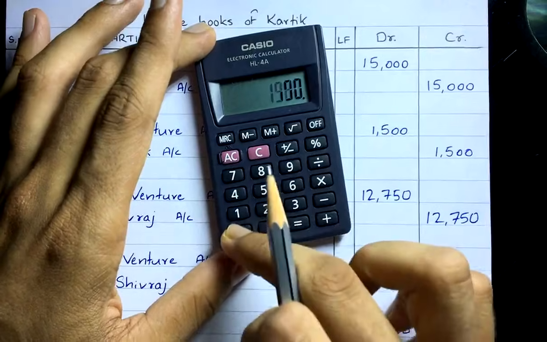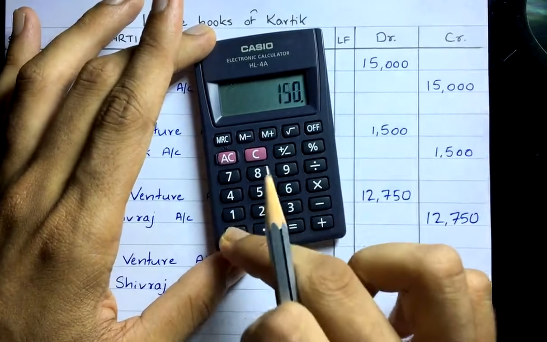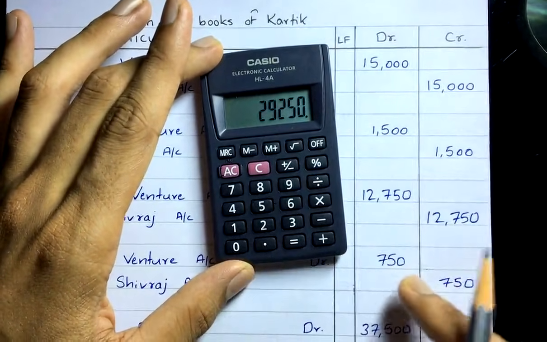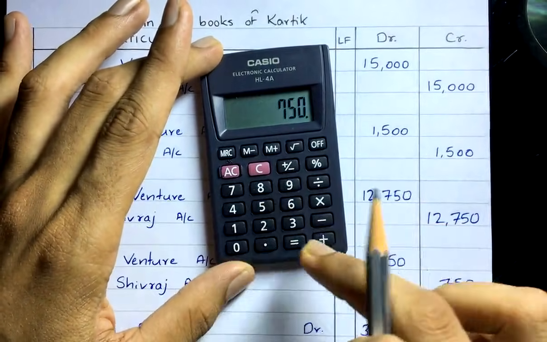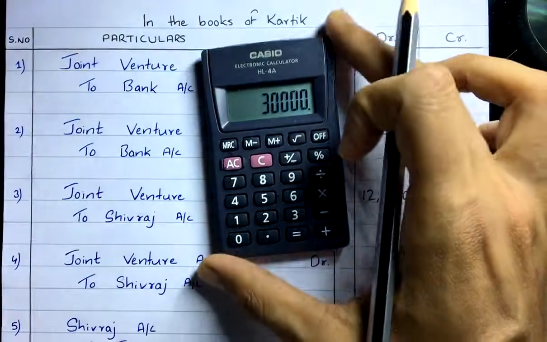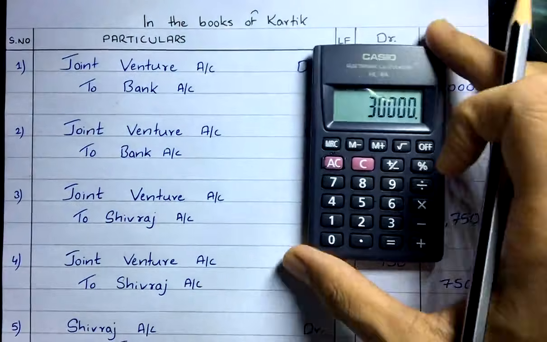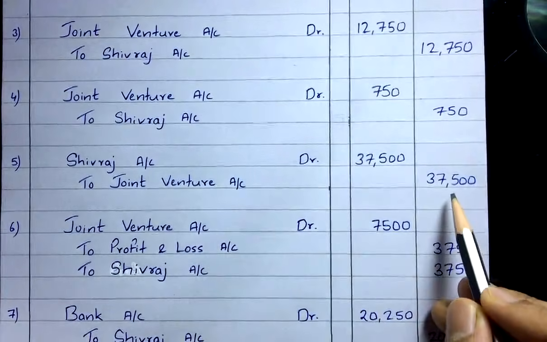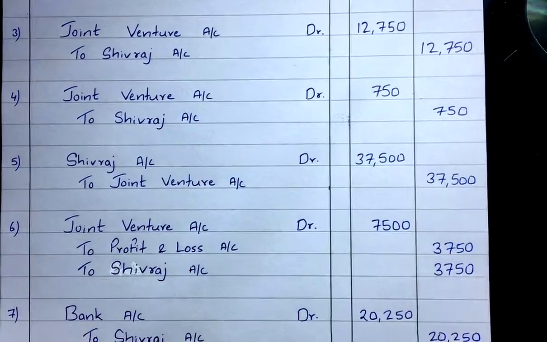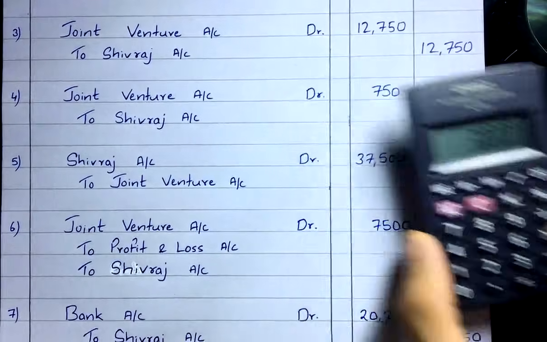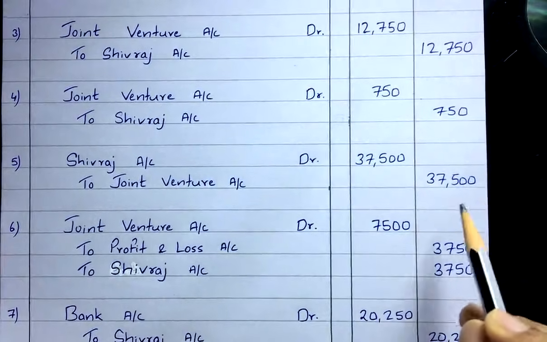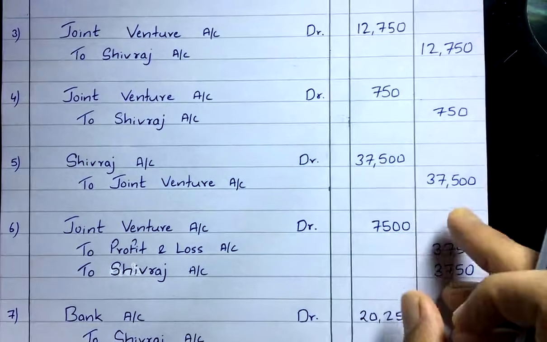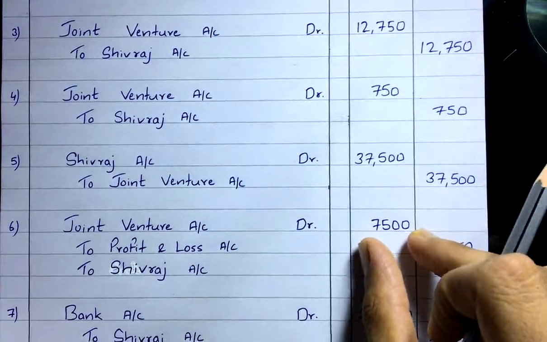The first amount is 15,000 debit, then 1,500, and then 12,750, and then there is 750. So it is equal to 30,000. There is total 30,000 of debit, 30,000 of expense, and compare it with the revenue, the credit side. You see the credit side of joint venture is 37,500. The debit side is 30,000, so that means 7,500 is the profit. So the debit side is shorter, expense is short by 7,500, so you have to debit that 7,500, that profit.